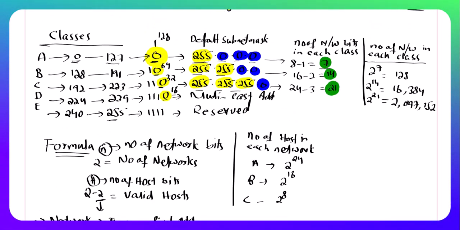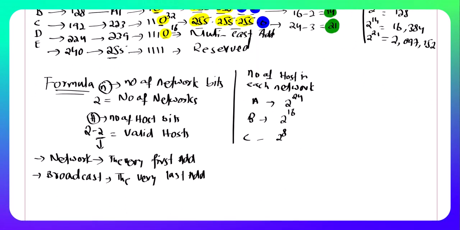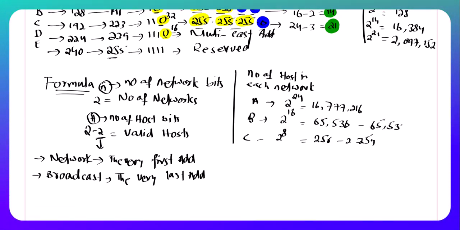How do I know 16? You can see 8, 8, 16, and 8. Host bits mean the number of suffix bits. So 2 power 24 is equal to 16,777,216, and here 65,536, and here 256 minus 2 is equal to 254, and here 65,534, and here the last one will be 214.